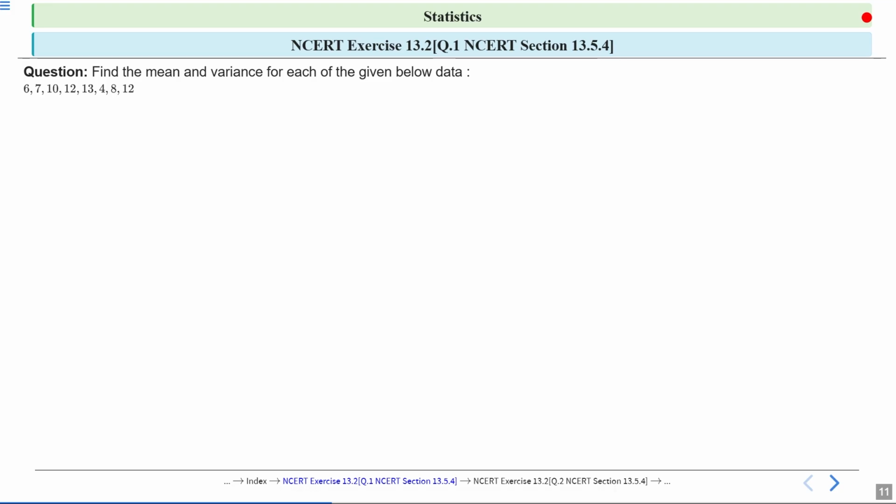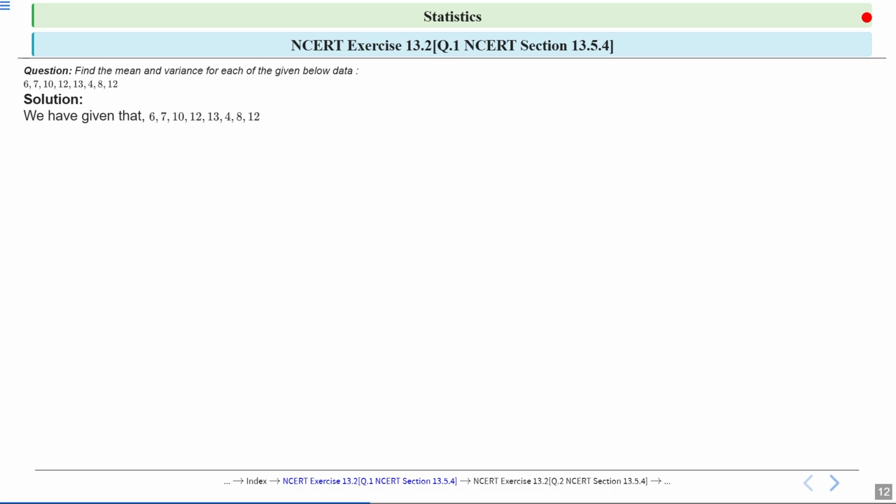And the question asks us to find two things. The first is the mean, and the second is the variance for the given data, okay. So first of all, try it yourself and then see the solution. We need to find both the mean and variance for a given set of data. So let's solve this question step by step. First, let's see what has been given to us. Here the data points are 6, 7, 10, 12, 13, 4, 8 and 12.